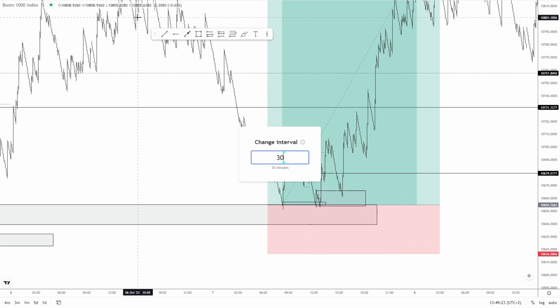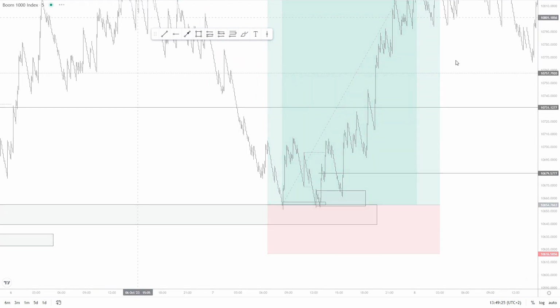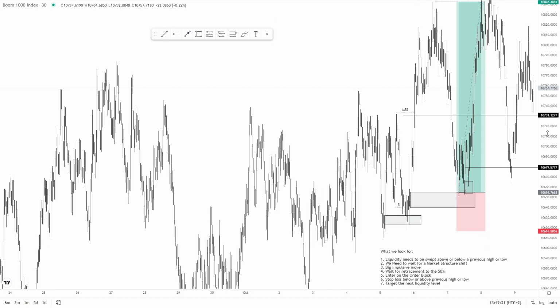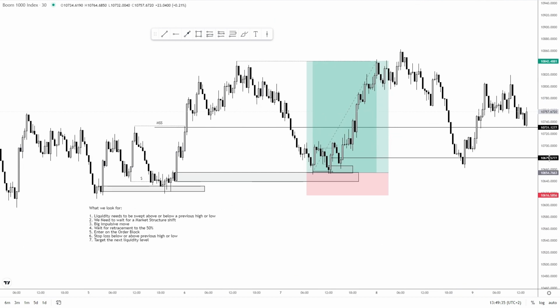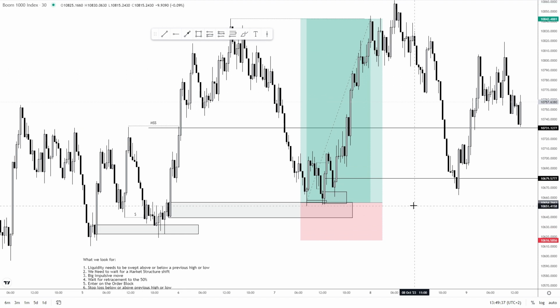I would suggest, if you're getting started with these types of concepts on the boom and crash markets, first start with the higher time frame. Don't go into the lower time frame and think there you go, you are done. It's not that easy. You need to practice it.